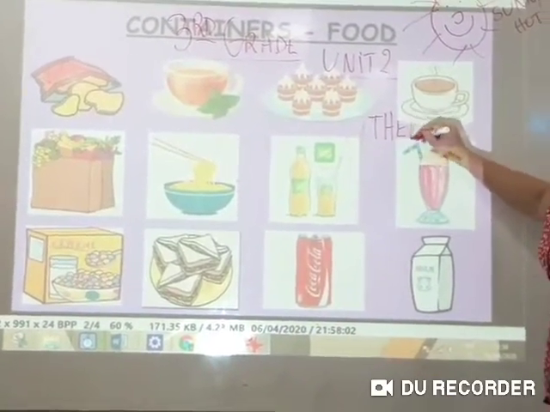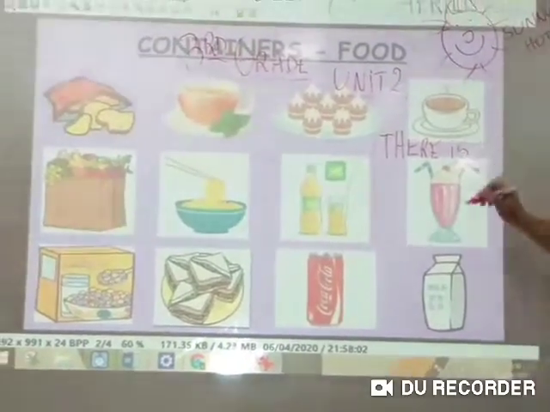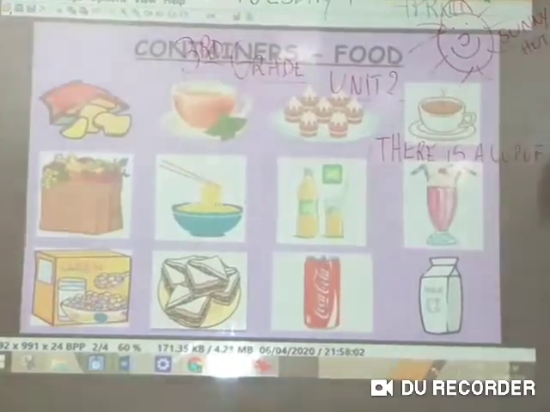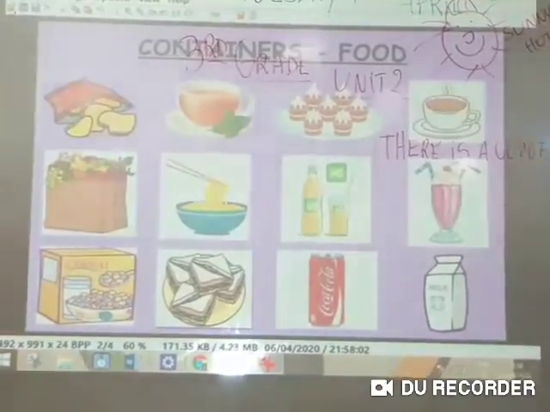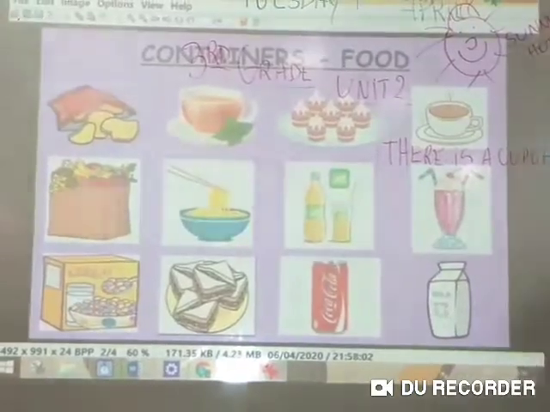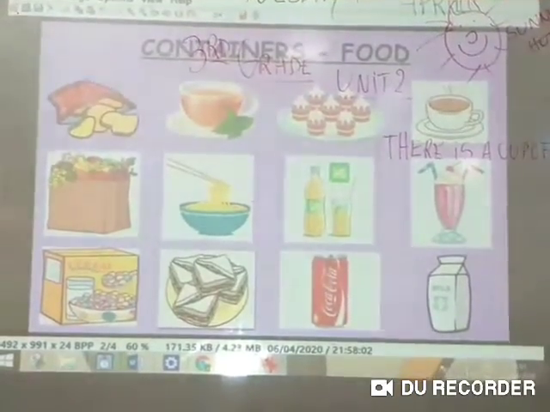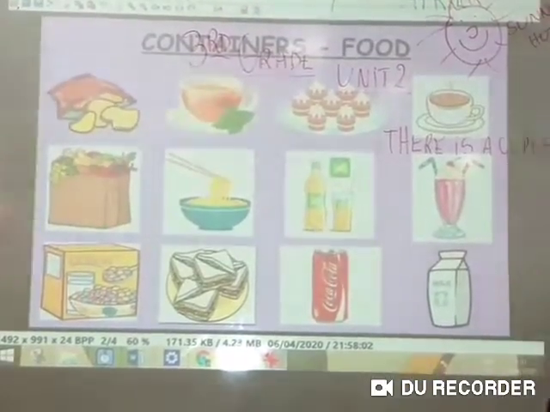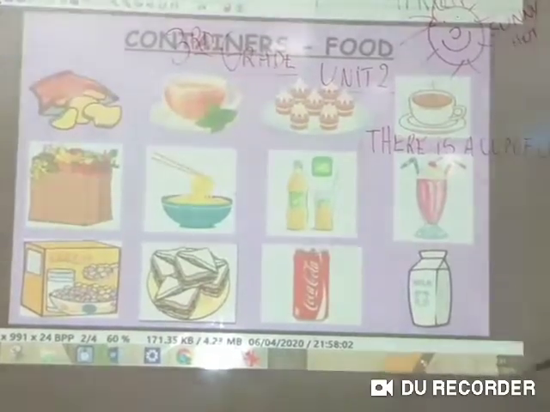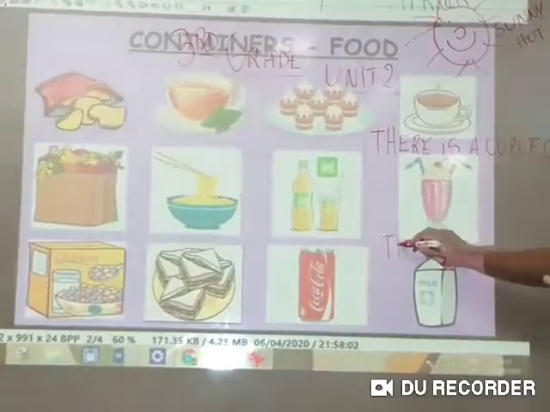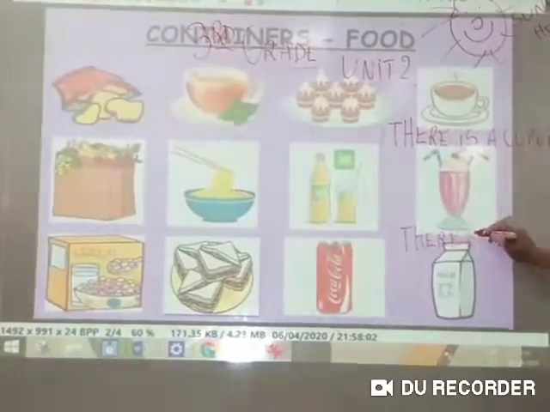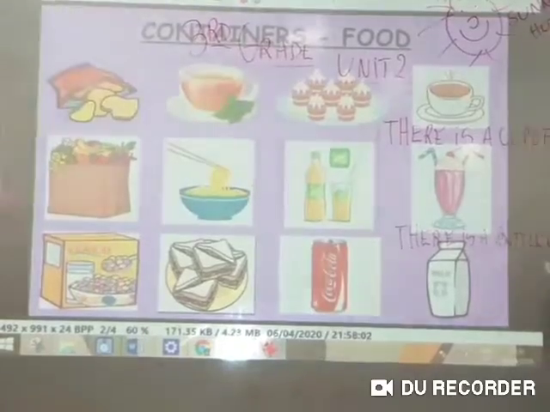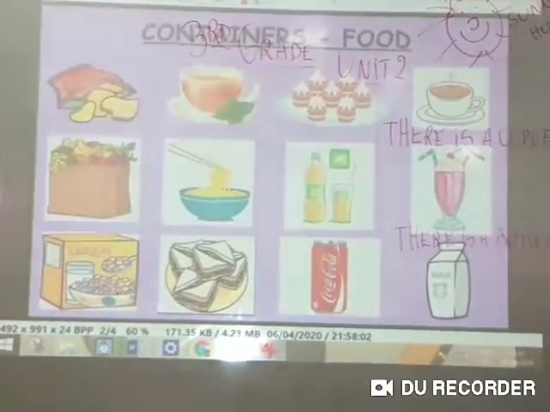There is. ¿Qué significa there is? Ya lo saben de los años anteriores. There is a cup of coffee. A cup of coffee, una taza de café. A cup of tea, una taza de té. There is a cup of coffee. Yes, okay. Is it clear? Yes, okay. There is a bottle of milk. Yes, there is a bottle of milk.